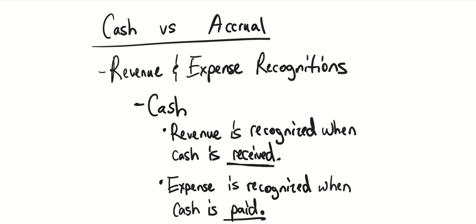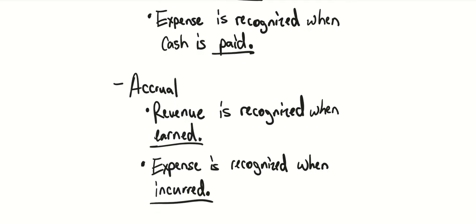Now, when it comes to the cash method, it's pretty simple when it comes to figuring out when to report revenue and when to report expenses in the books. So under cash, revenue is recognized when cash is received. Expenses are recognized when cash is paid. That's pretty simple when it comes to the cash accounting method. I like that method because it's pretty self-explanatory.